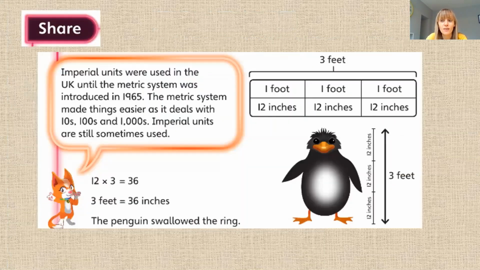I think that the penguin is the culprit because look, we can see it broken down here. 1 foot was 12 inches, another foot was another 12 inches, and another foot was another 12 inches, which is the same as 3 feet. So here we go, 12 times 3 is 36. So the penguin swallowed the ring. It shows over here, look, that we used these units like feet and inches for measuring length all the time up until 1965, and that's when the metric system was introduced, and that's when we converted into things like meters, centimeters, milliliters for our measuring.